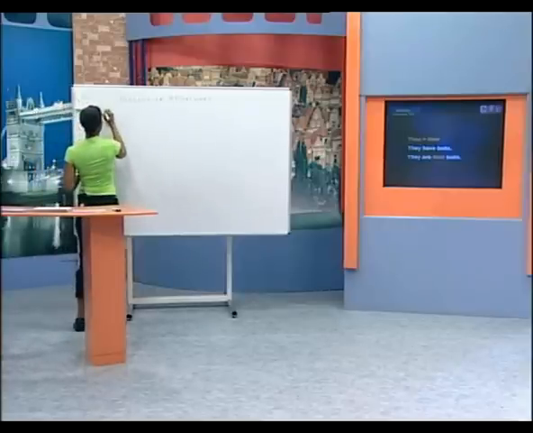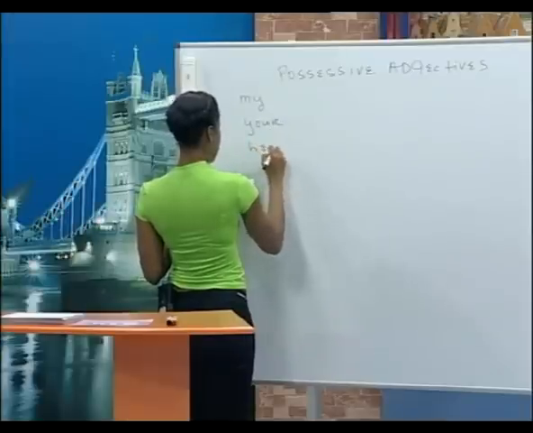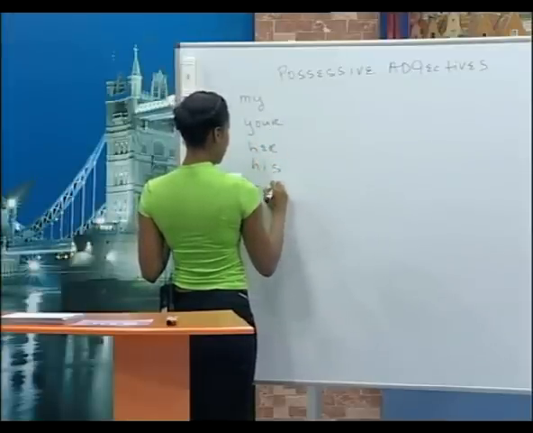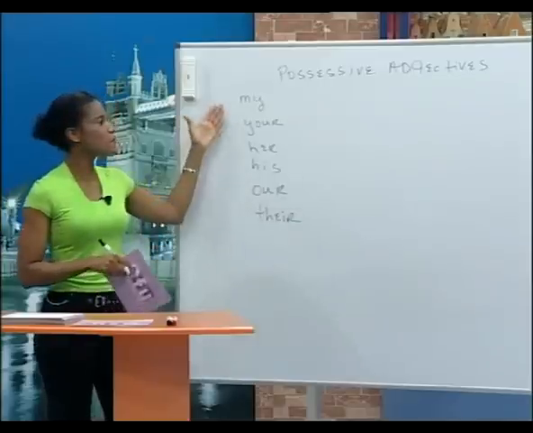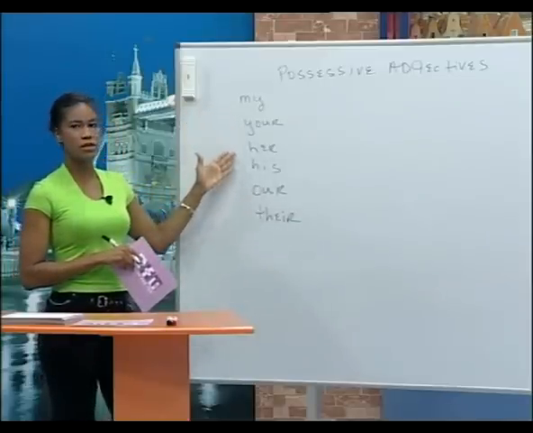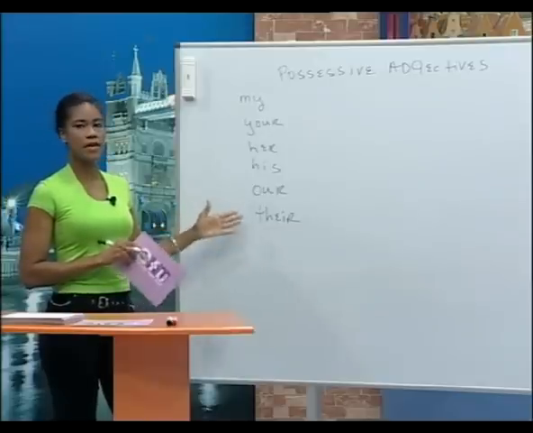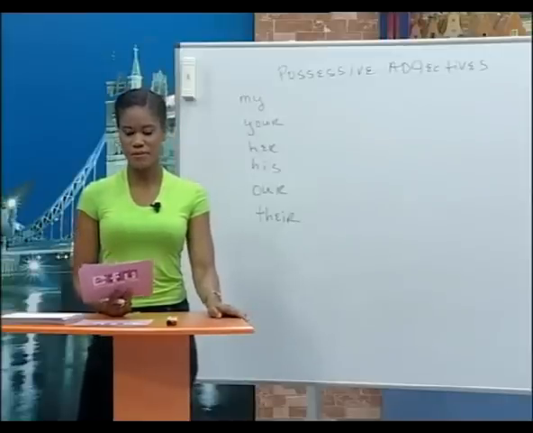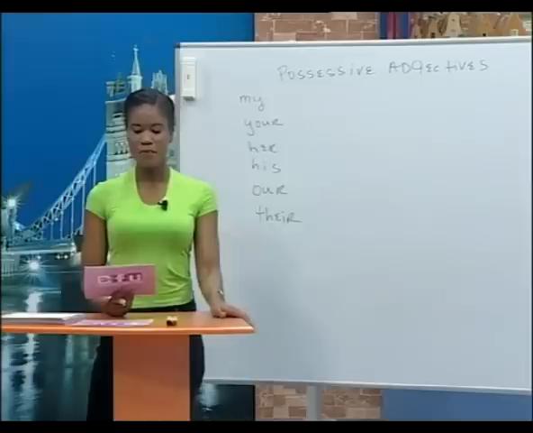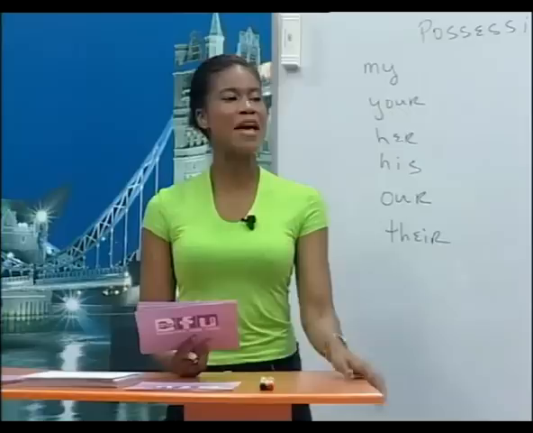So, our possessive adjectives are my, your, her, his, our, and their. Again, my, your, her, his, our, and their. All right, now let's practice the possessive adjectives. Sylvia, how many blouses does your mother have? She has many blouses. We wear the same size. This is her blouses. Her blouse. Oh, sorry, her blouse. Yes, good.